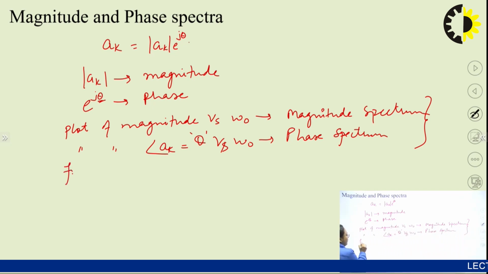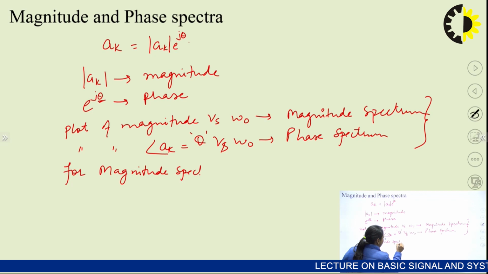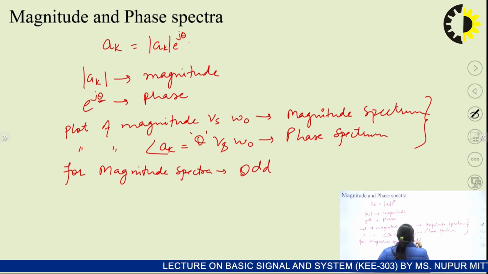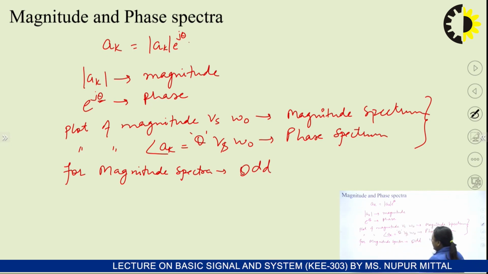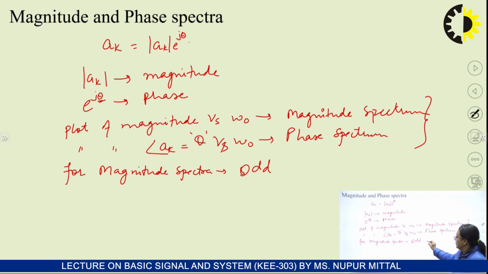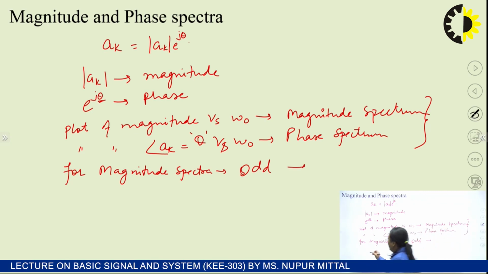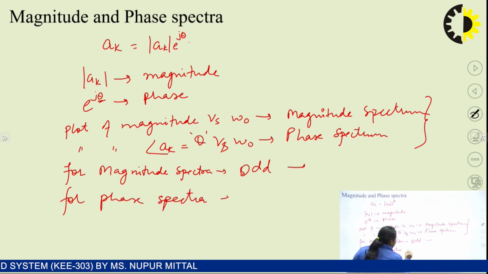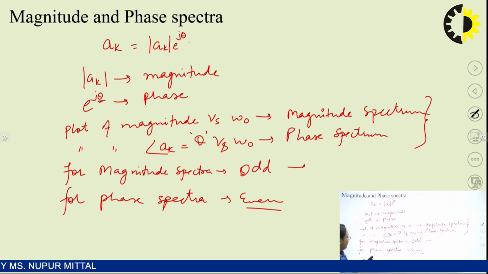So for the magnitude spectra, the even component of the signal is taken, and for the phase spectra the odd components of the signal are to be taken.